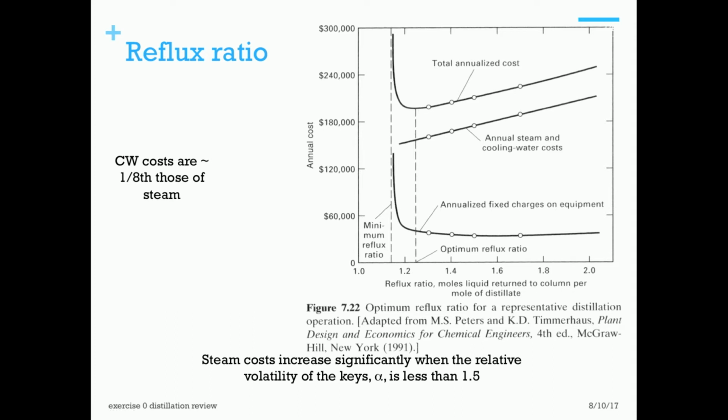So this is for a typical separation. If we have a very difficult separation where the volatility of the key components is less than 1.5, then this plot can look quite different. When we're choosing a place to operate the column, we can do a simple plot like this to get us very close to an optimized condition. And that's one of the things we're going to be doing in the first problem.